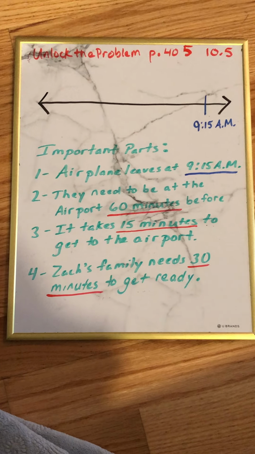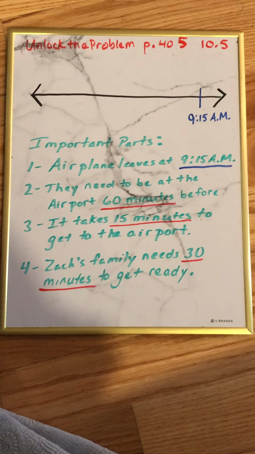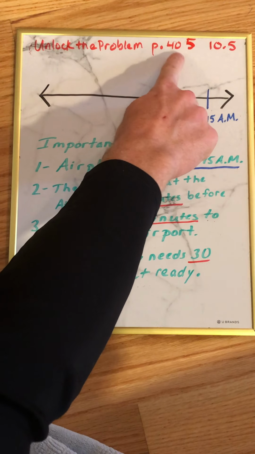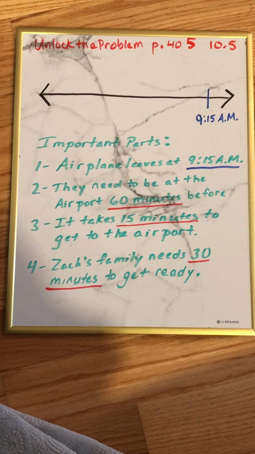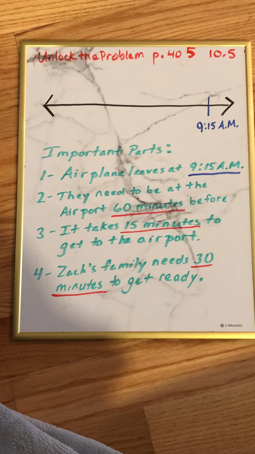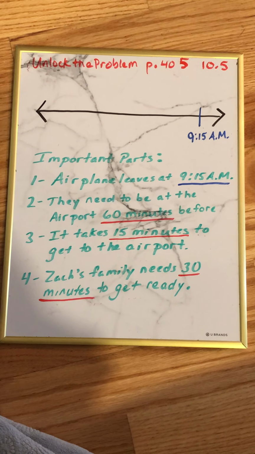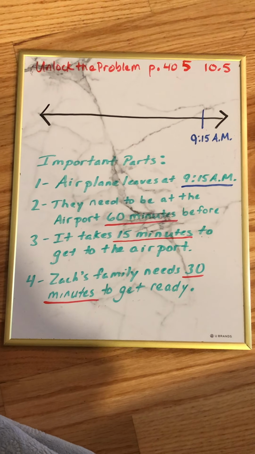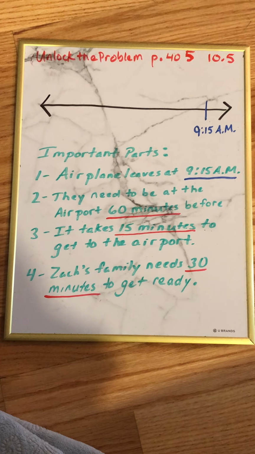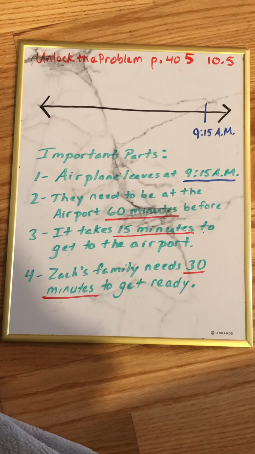Hey guys, so we're looking at lesson 10.5. We're going to be going over the Unlock Your Problem, and that can be found on page 405 in your Go Math book. So what I'm going to do is read the Unlock Your Problem, and then you guys can read it along with me, and then we're going to try to figure out exactly how to solve the problem.